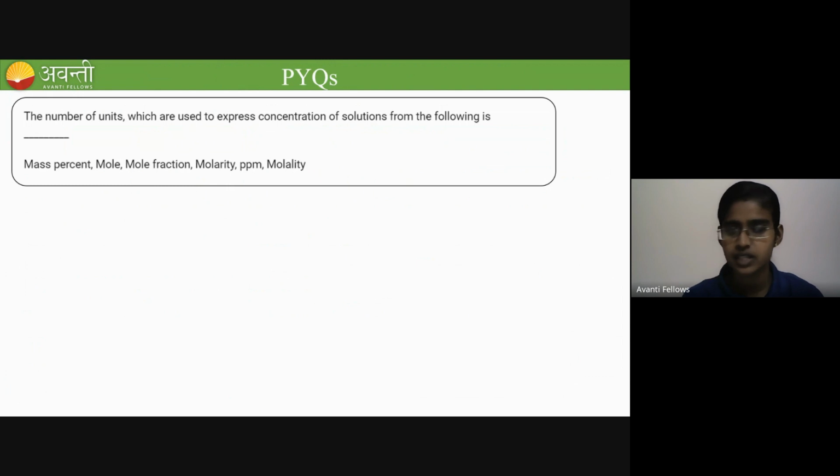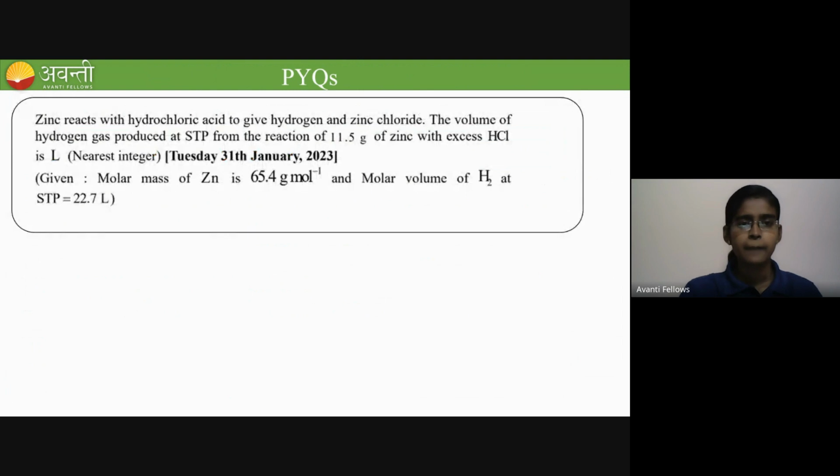Just now we have seen, right? So mass percent is a concentration term. Mole is not a concentration term. Mole fraction is a concentration term. Molarity, ppm, parts per million, molality. So all these 5 terms are the concentration terms which are used to express the concentration of the solution. So the answer is 5. So 5 units are used. Now coming to one more question.